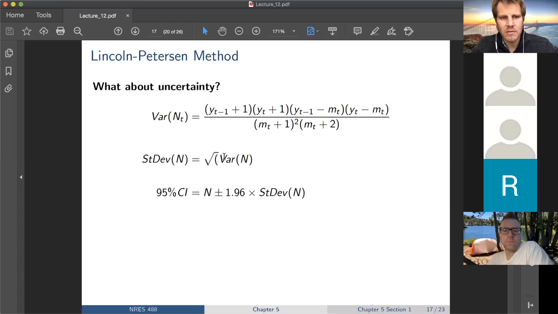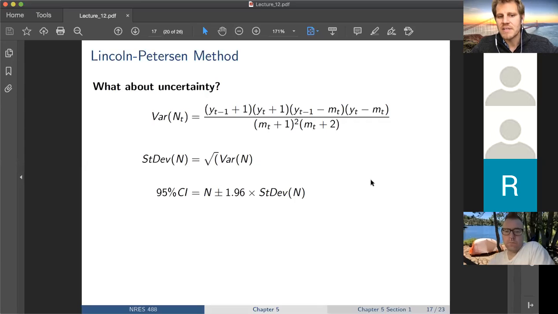So all we have to do with this variance of N of t is keep track of these numbers, Y of t, Y of t minus 1, and M of t. And we can plug this in the equation, make sure we do our order of operations correct, and that gives us the variance of N of t. And then if we want a standard deviation of our variance estimate, we can just take the square root of that.